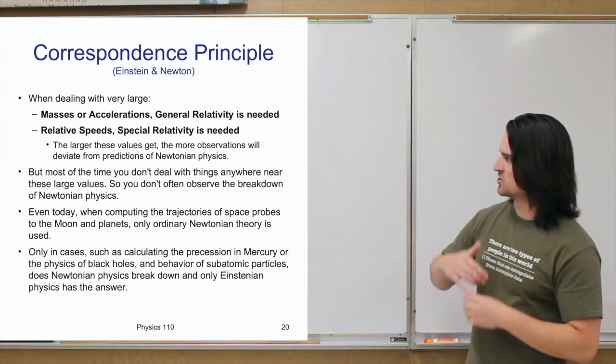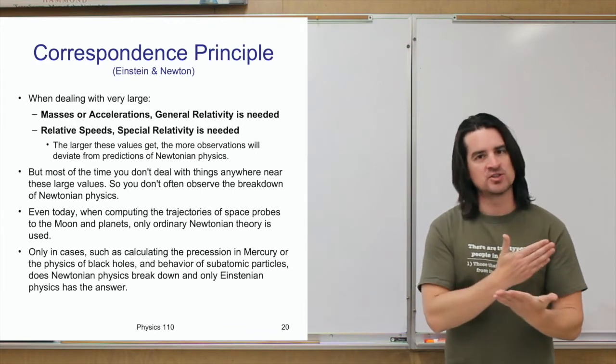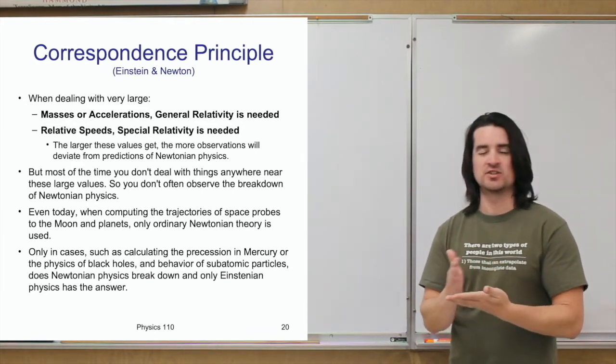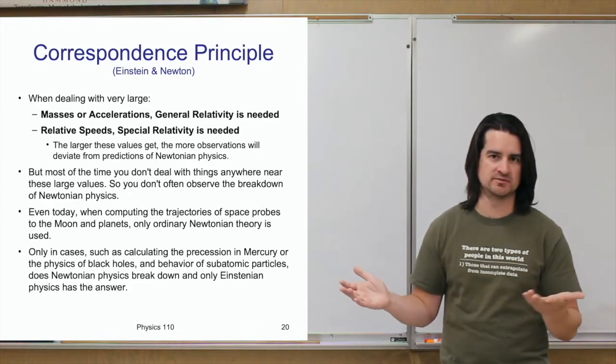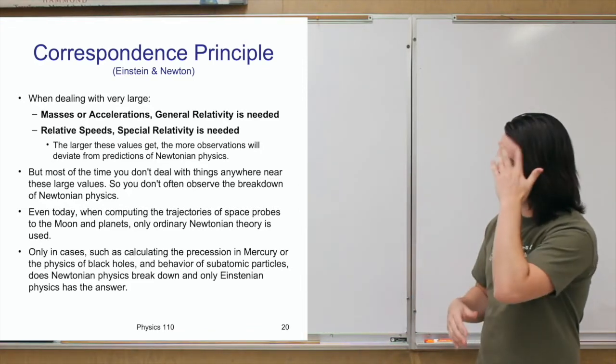And essentially the correspondence is that general relativity, when you're talking about things that are not very massive, essentially just says the same thing that Newtonian gravity did. So we do have this correspondence.